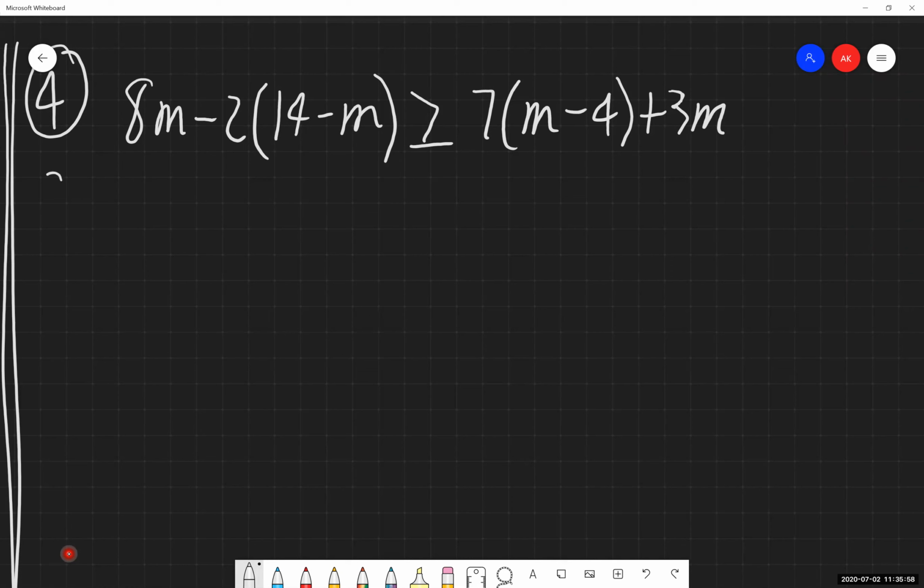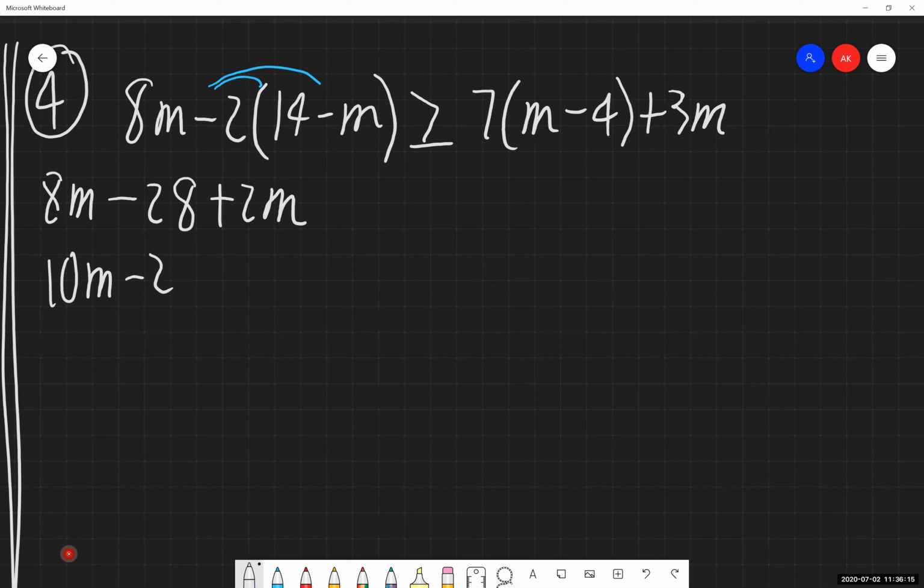So we have 8m minus 2(14 plus m)... so this negative 2 is distributing through. Combine like terms, I'm going to have 10m minus 28, and I can't do anything else from there. So I'm bringing the inequality down. I have not added, subtracted, multiplied, or divided anything on both sides, just simplifying.